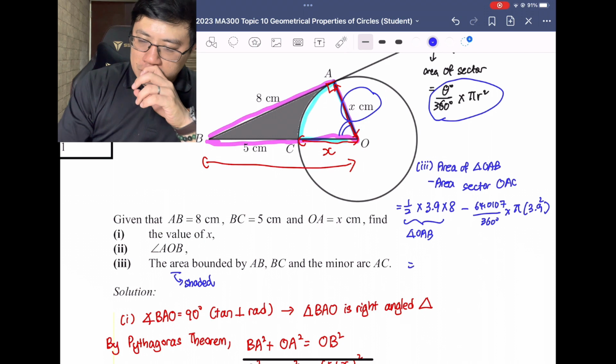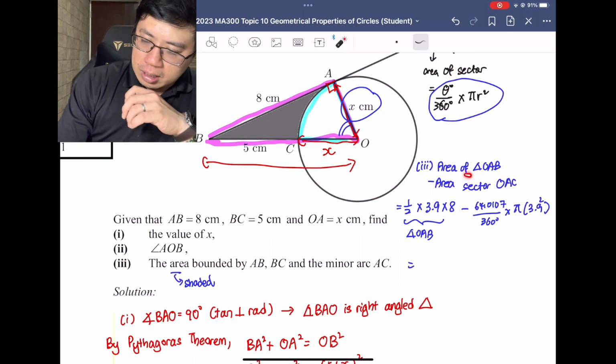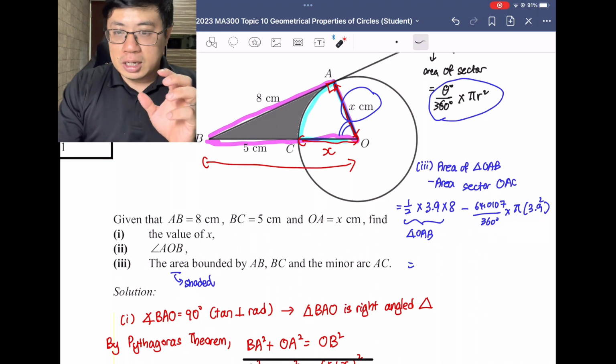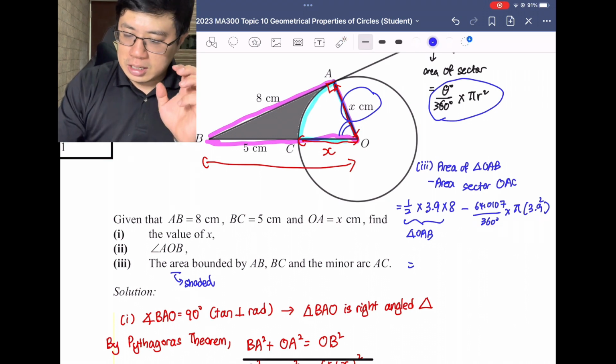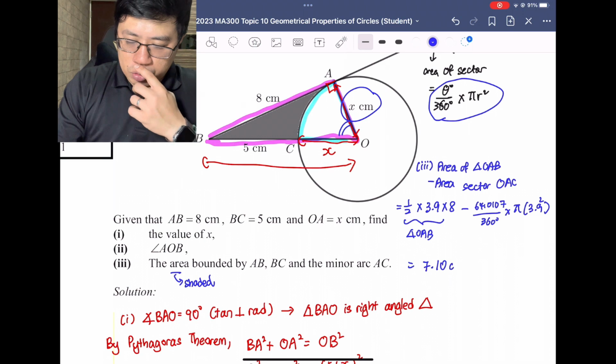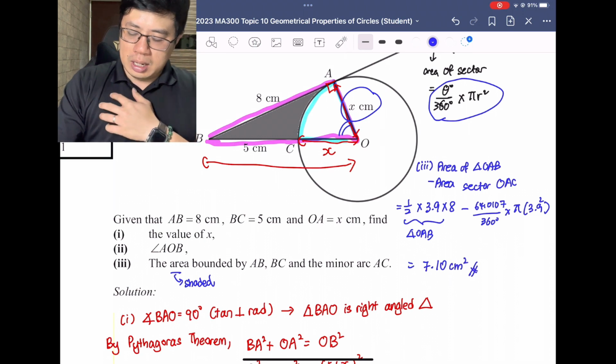So taking the area of the triangle, subtract the area of the sector from here, then I can finally find my answer. Part 3 answer should be about 7.10 cm squared.